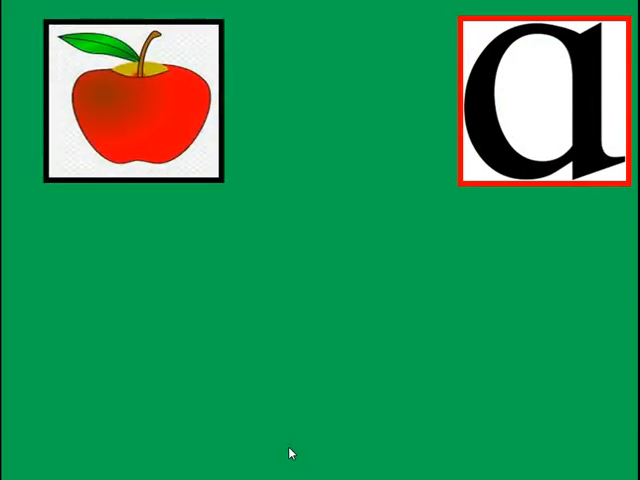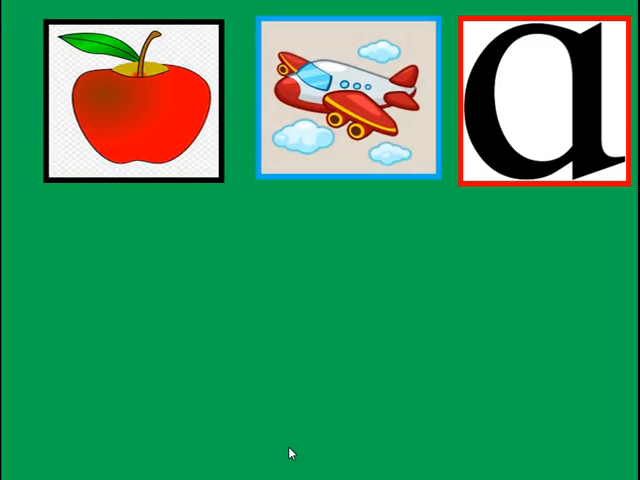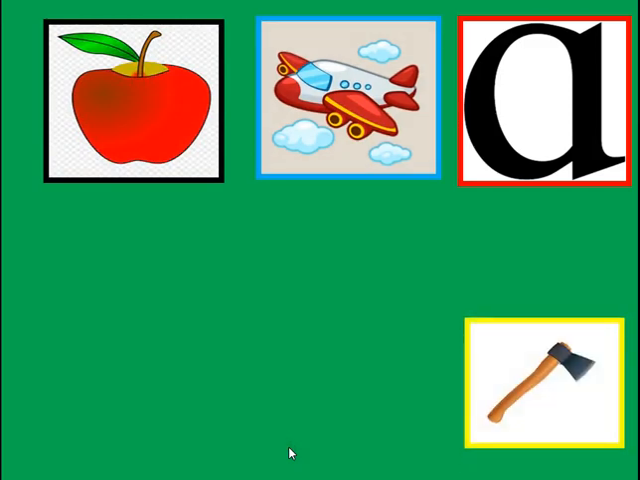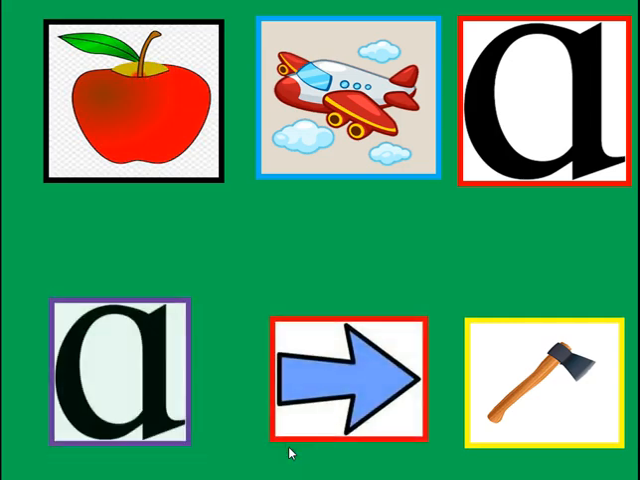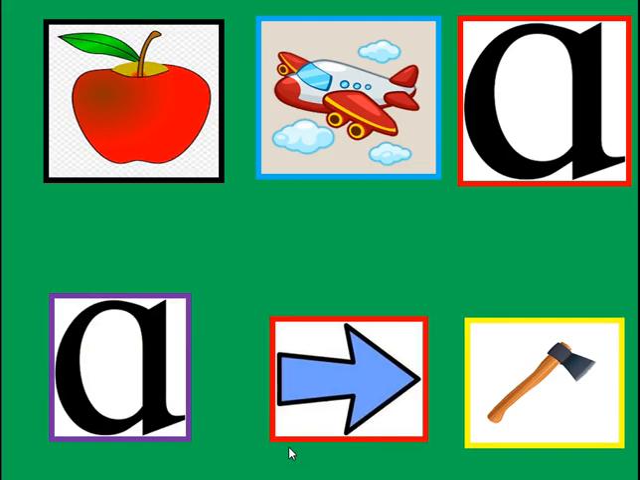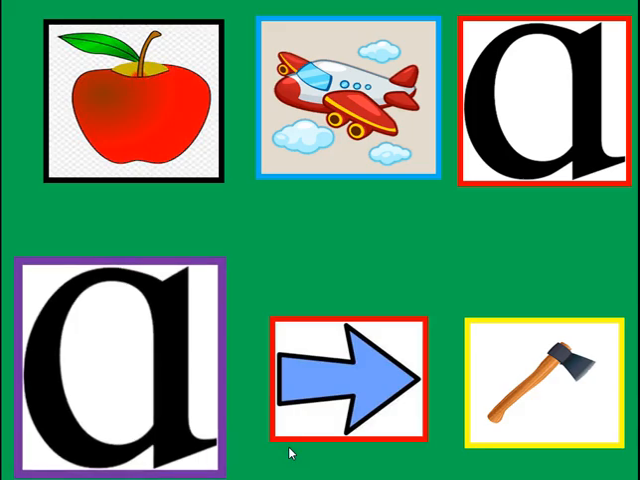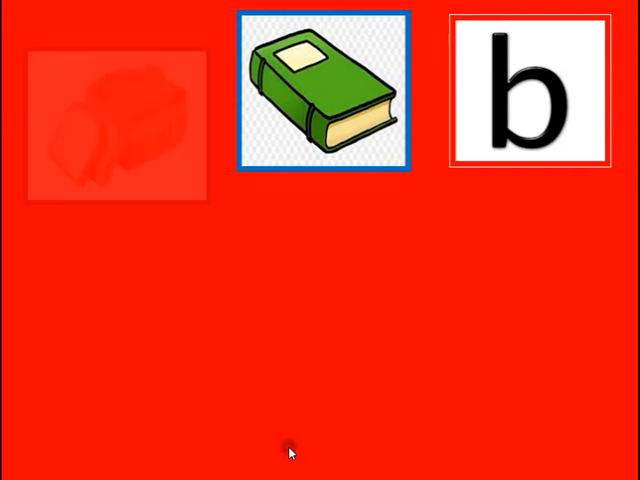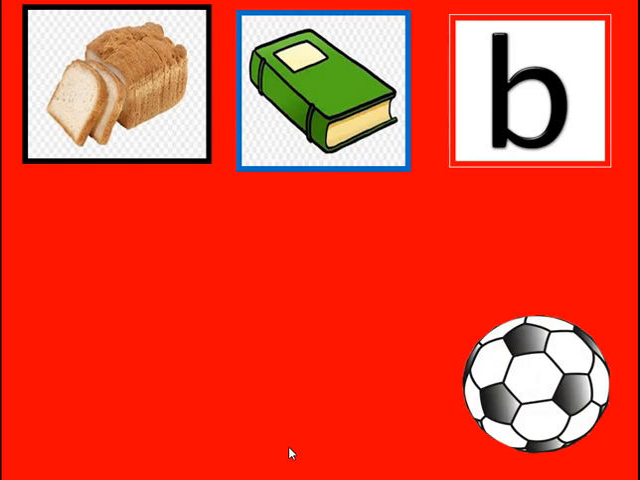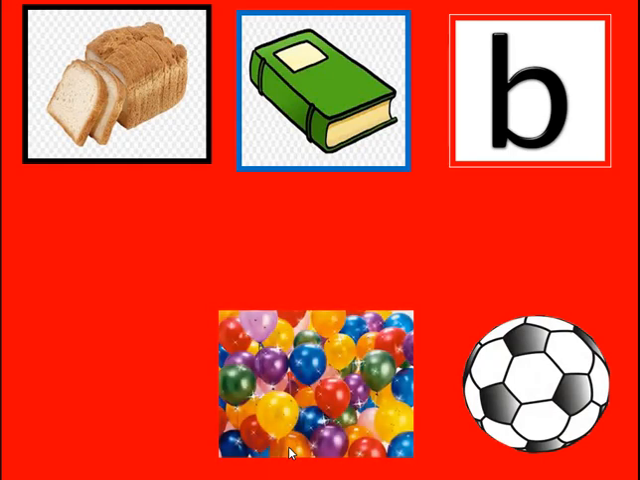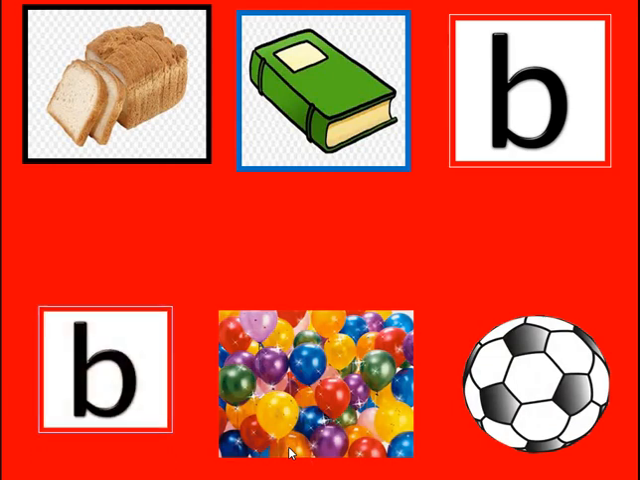This is the letter A. Apple. Aeroplane. Ax. Arrow. Apple. This is the letter A. Book. Bread. Ball. Balloons. This is the letter B. B says B.